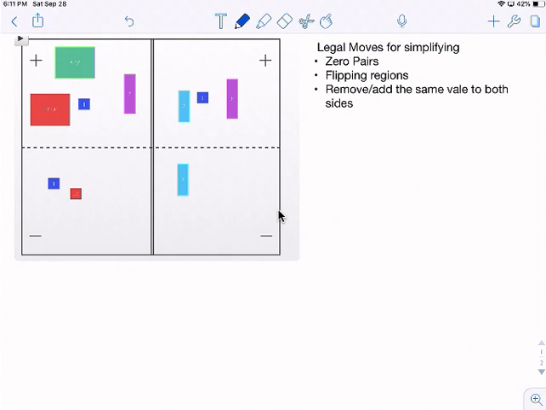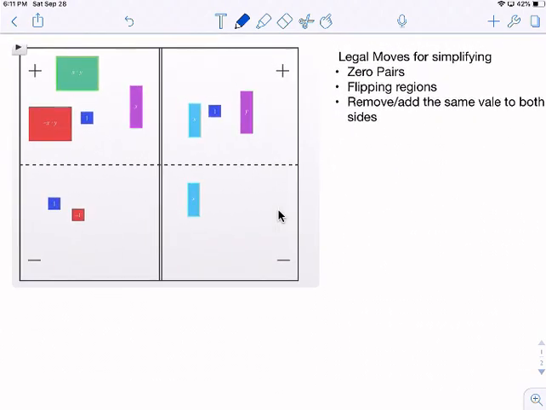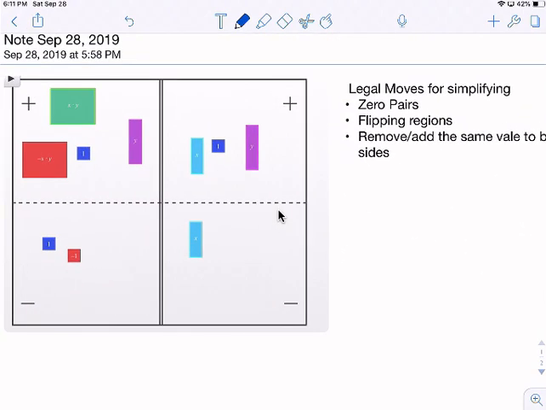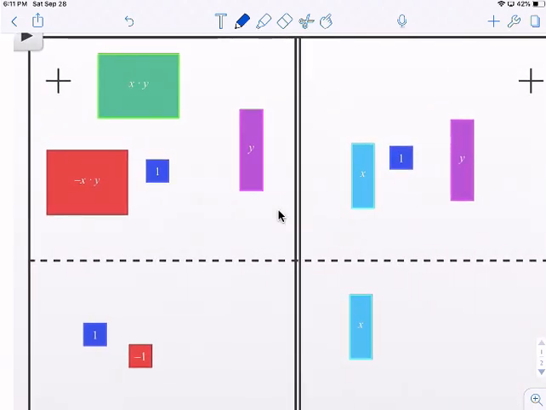When simplifying algebraic expressions with algebra tiles, there are a few legal moves that we can use. The first one is zero pairs, and a zero pair is a positive and a negative of the same tile in the same region. So, for instance, we have a positive xy and a negative xy in the same region on the same side of our mat, so that would make 0.